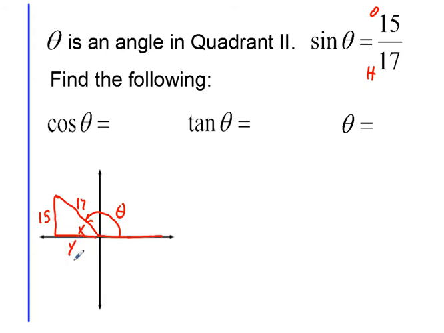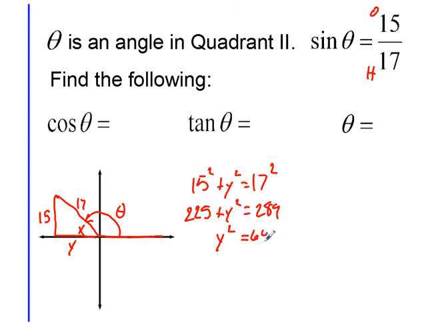So my missing y side is the side I need to get, which is the adjacent. So let's use the Pythagorean theorem. 15 squared plus y squared is equal to 17 squared. 225 plus y squared is equal to 289. y squared is equal to 64. So my y is equal to 8. Now since this y side is going to the left, my y is actually a negative 8.